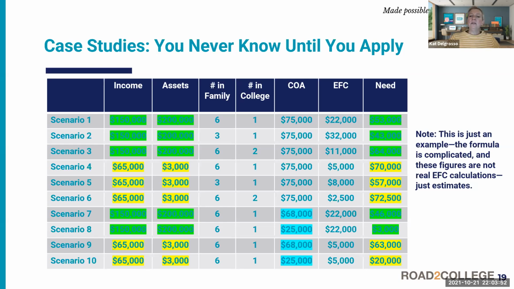They might meet, let's look at scenario one. Maybe school A can meet 50,000 of the need. School B can only afford 45,000 of your need to be met. And then maybe school C can meet all of it, 53,000. I know that schools do the best that they can in general with the institutional dollars that they have, but not every college has the ability to meet 100% of need.